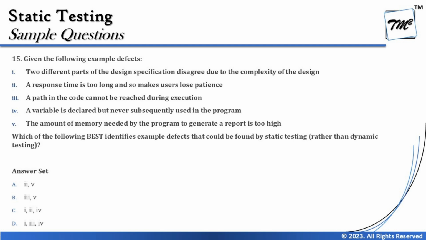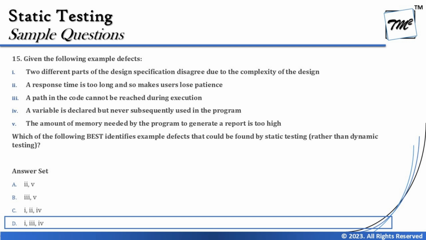The right answer for this particular question is D, that is, 1, 3, and 4 are static testing defects, whereas 2 and 5 are not, where 2 is talking about response time and 5 is talking about the memory needed. And again, I think understanding makes it clear, going through the syllabus makes it clear, and having been through the examples of static defects would also make it clear. Let's move on to the next question.